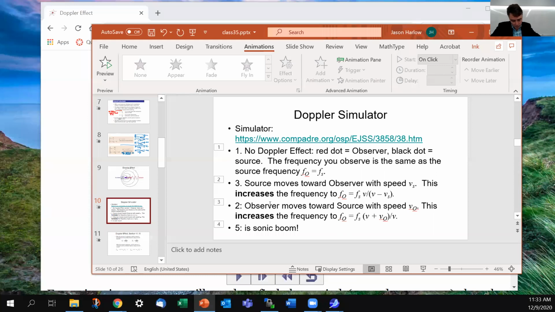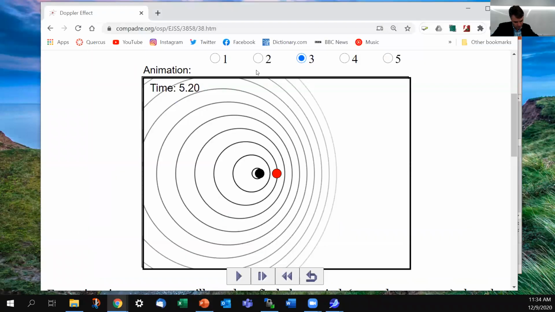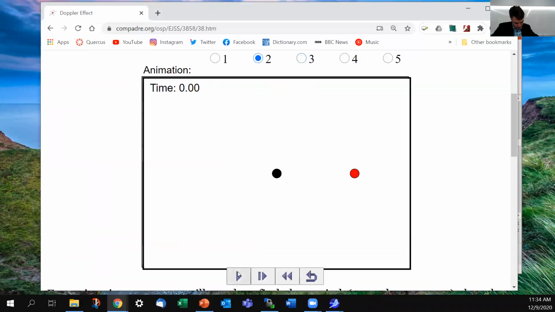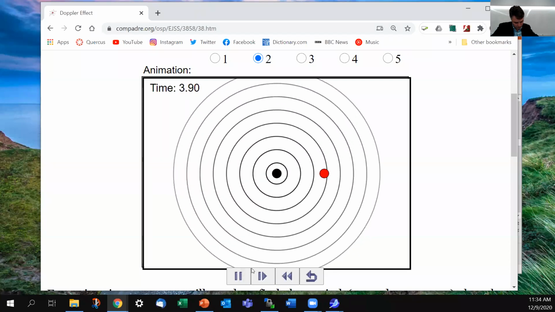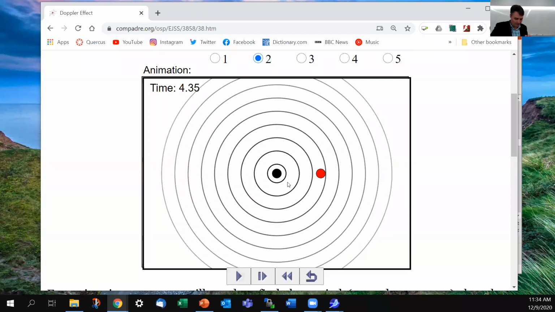What's the next thing? Number 2: the observer moves towards the source with a speed VO. This increases the frequency, with a slightly different equation. Again, this is in your book, so let's look at number 2 and try that. It's a different situation really, because for this observer who's now going through the air, it's like you're going into the wind.